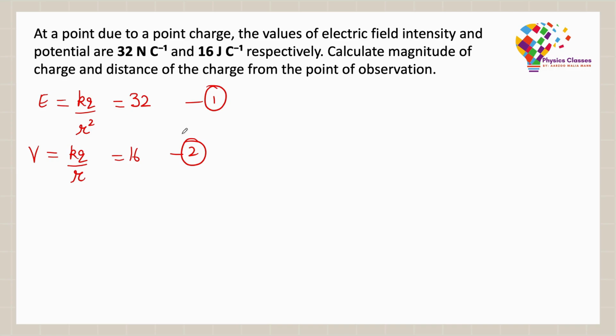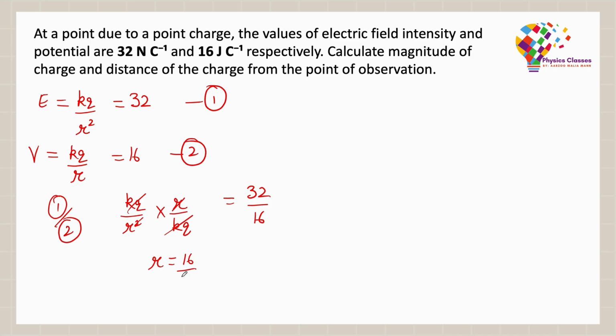So to start with, we can simply divide equation 1 with equation 2. So I would have kq by r square times r by kq, which equals 32 by 16. I can cancel whatever I can, and from here my r comes out to be 16 by 32, which is simply 0.5 meters. So I've got the distance here.